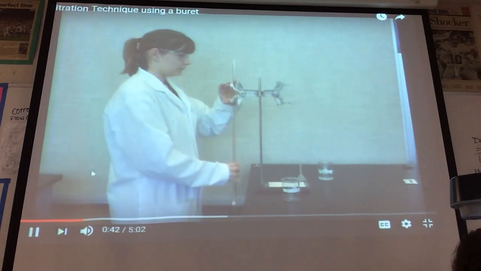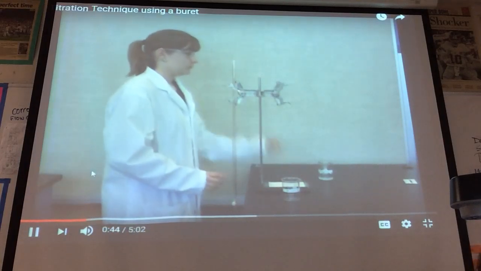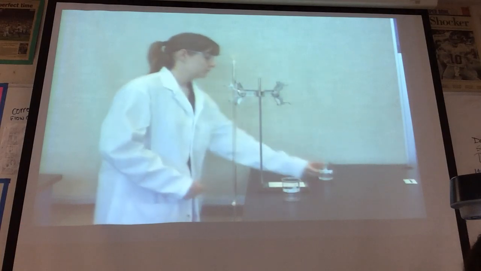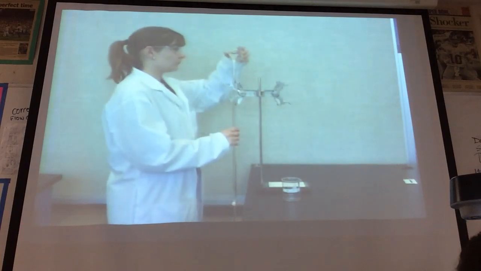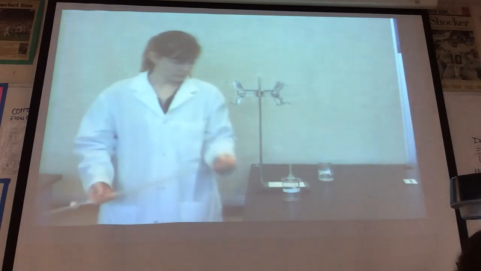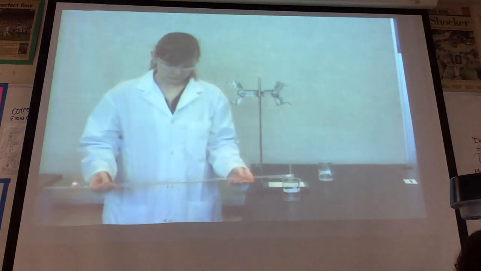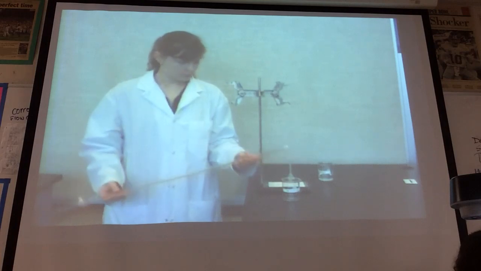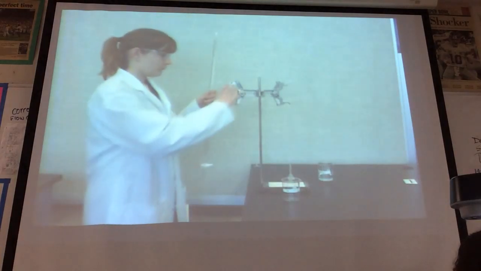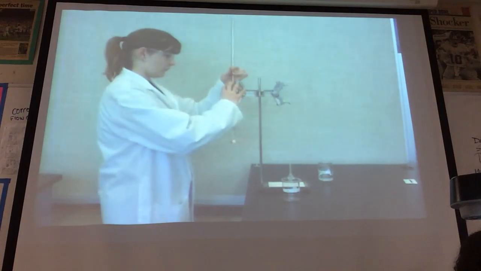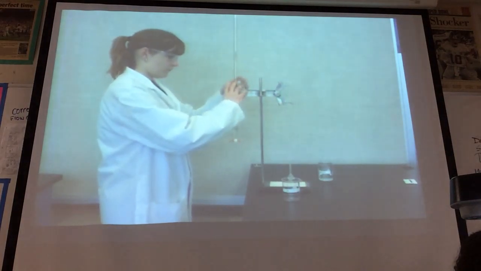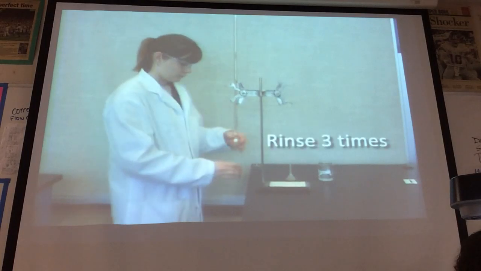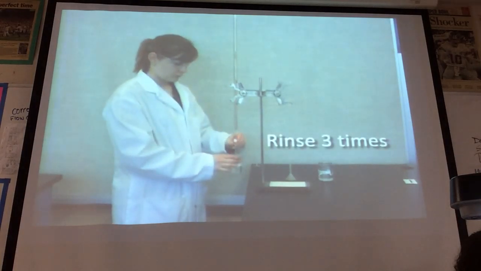Bring the burette down below eye level. Use a funnel to add small portions of titrant for rinsing. And we'll go over how to clean the burette. Wet all areas of the burette with your titrant by rotating horizontally and drain out through the stopcock. Drain all rinses completely. Repeat this 3 times to ensure all contaminants are out.